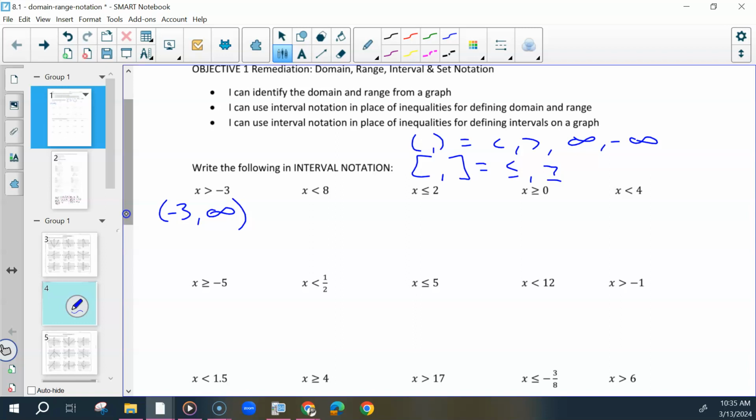Okay, so let's try a different one. x is less than 8. Again, we're using parentheses. If it's less than 8, we're looking at where it would start on a number line, looking left to right. If 8 is somewhere here, everything less than that would keep going to the left to negative infinity. So it would start at negative infinity, parenthesis, and this one would end at 8, also parenthesis. Questions so far?